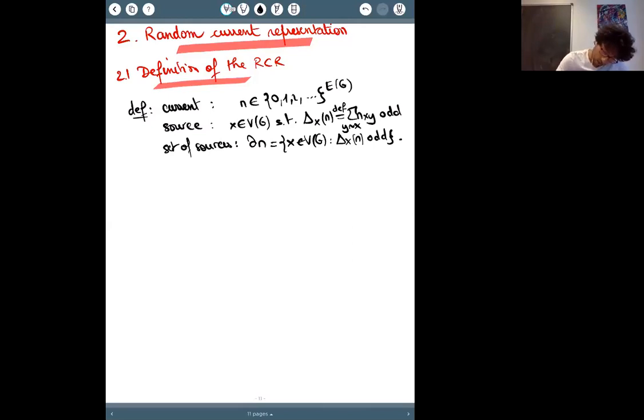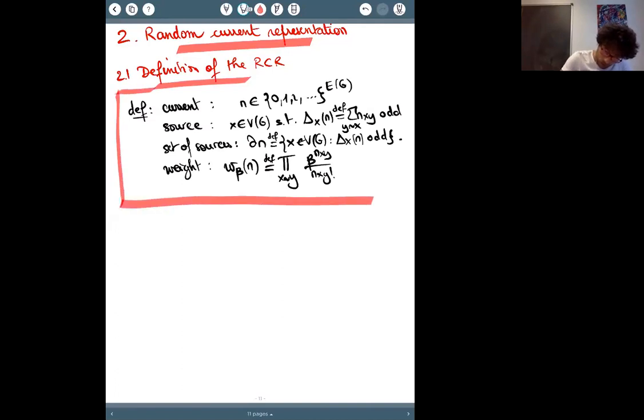And finally, the last thing is the weight of a current will be the following quantity. It will depend on beta, and it will be the product over x neighboring y of beta to the n_xy divided by n_xy factorial. Okay? So this is just a definition. All of these things are definitions. We will see in a second why these are called currents.